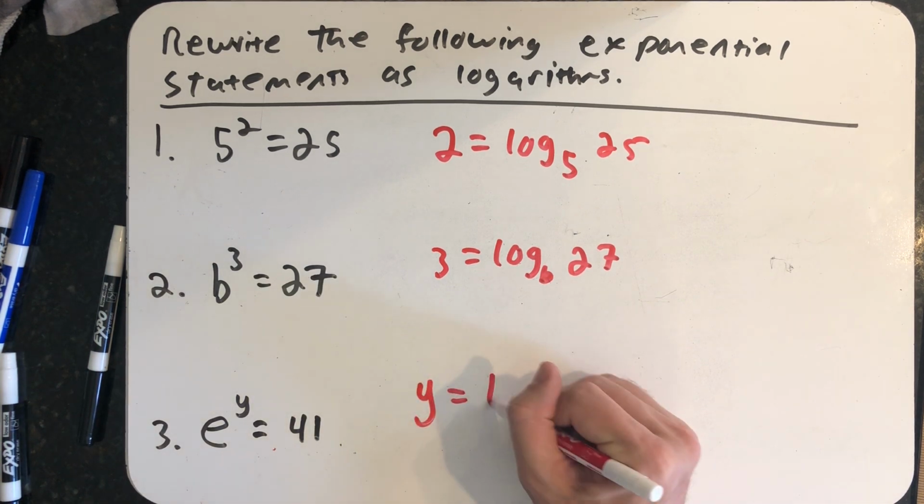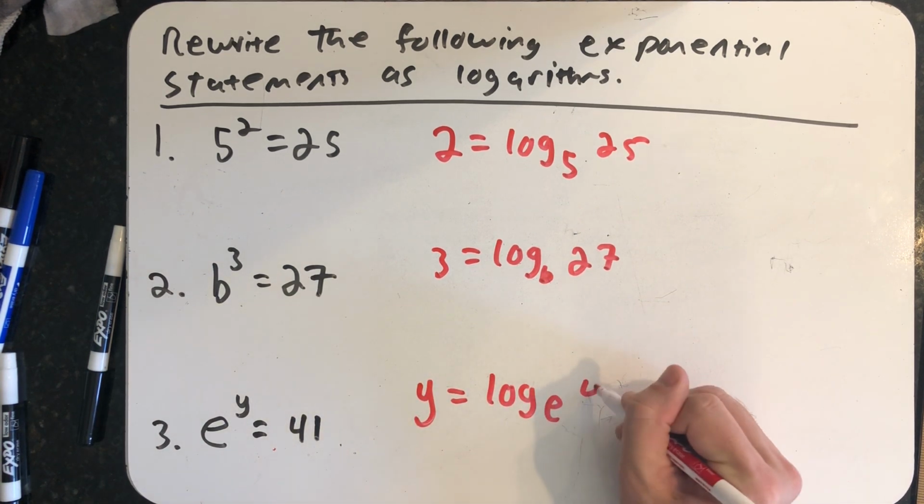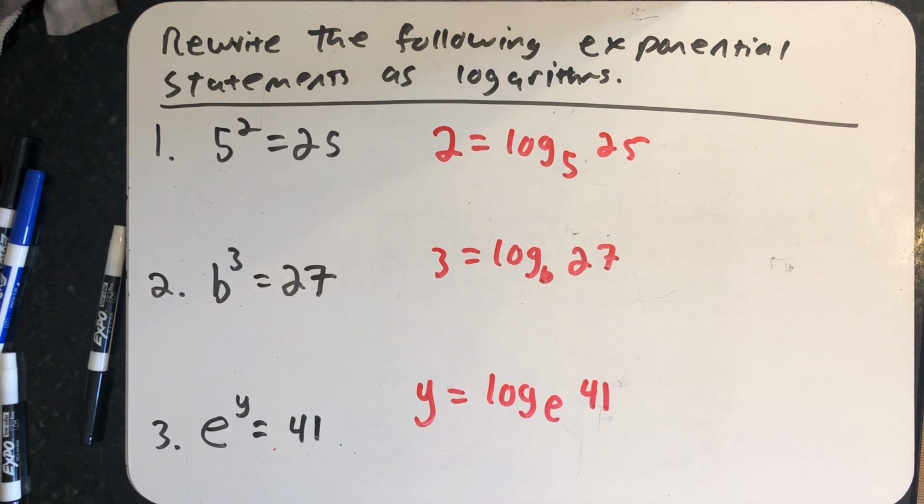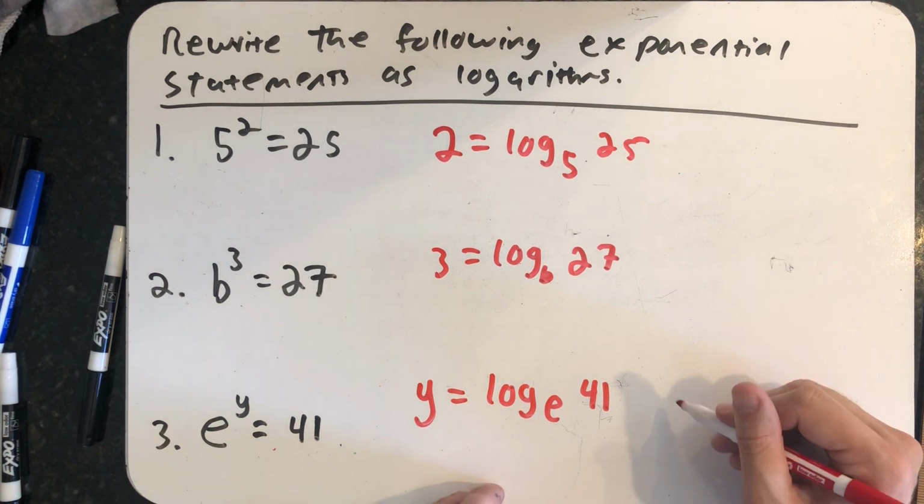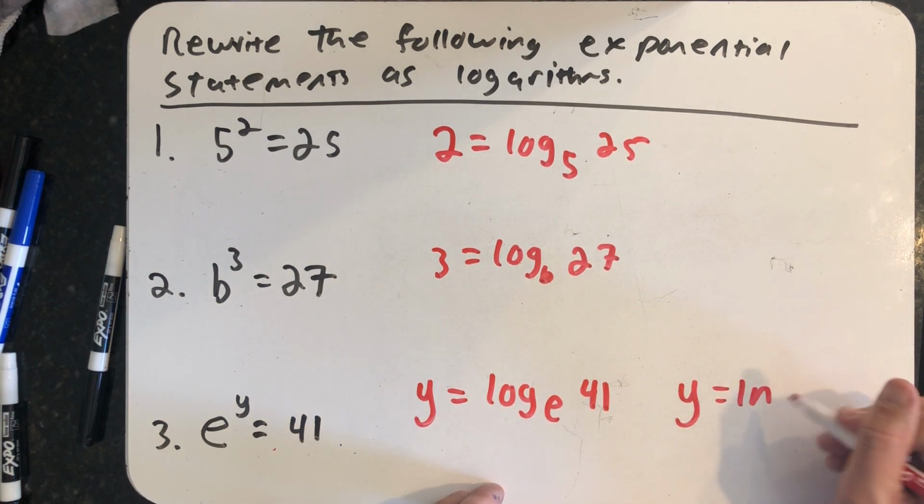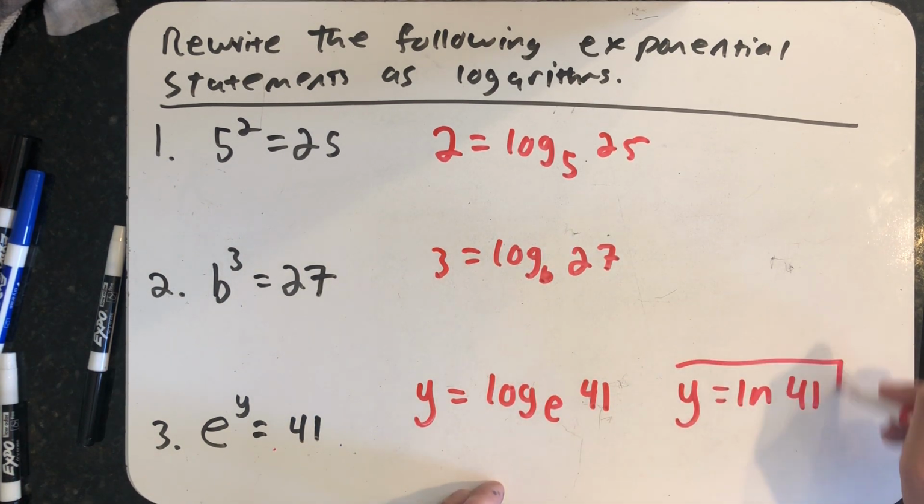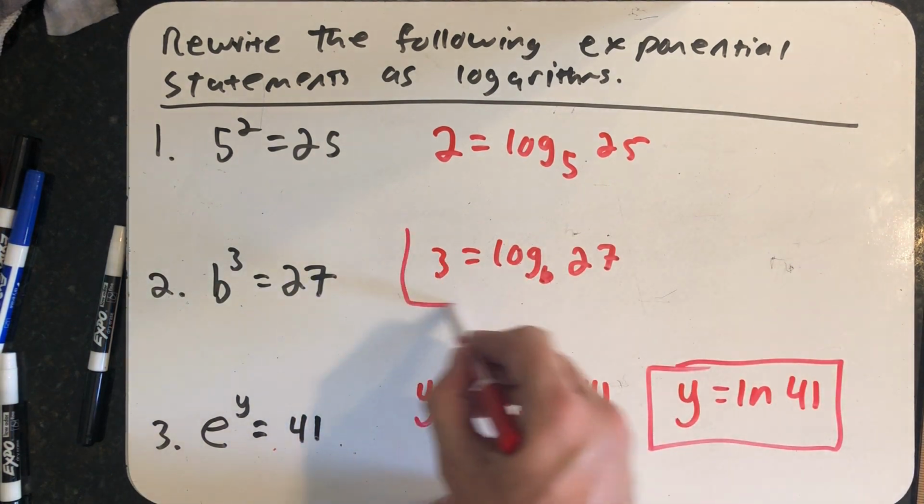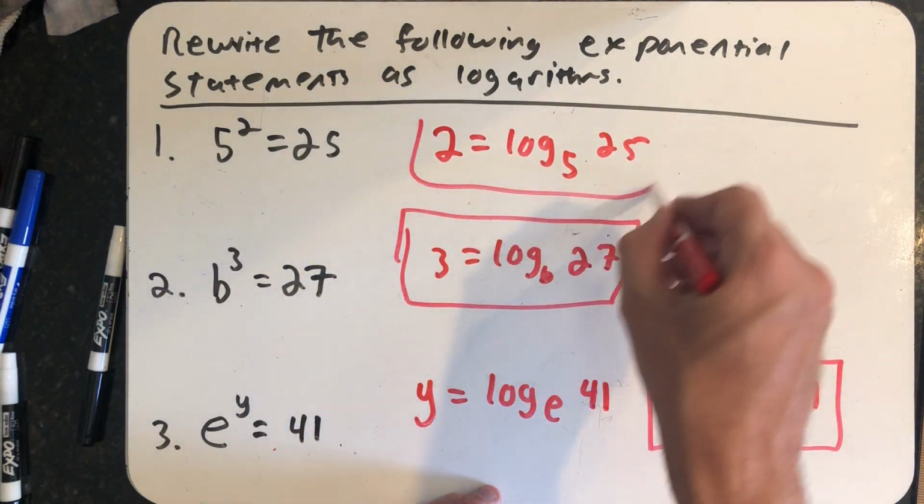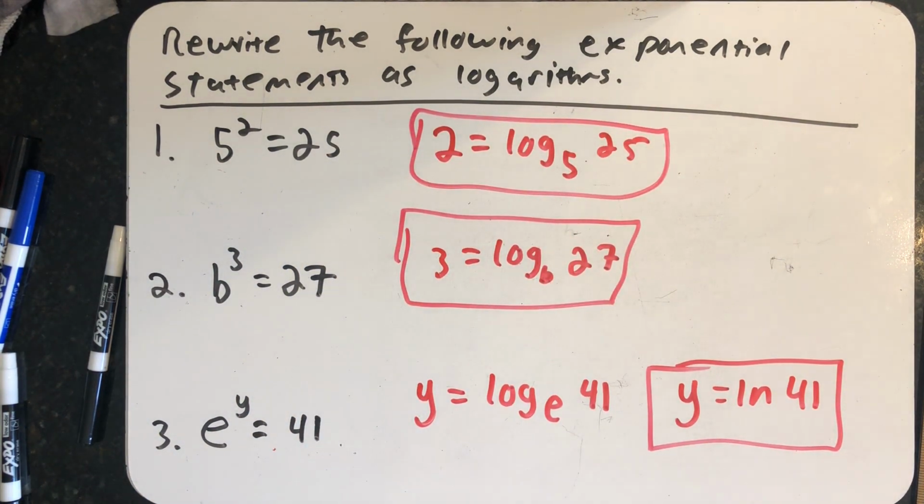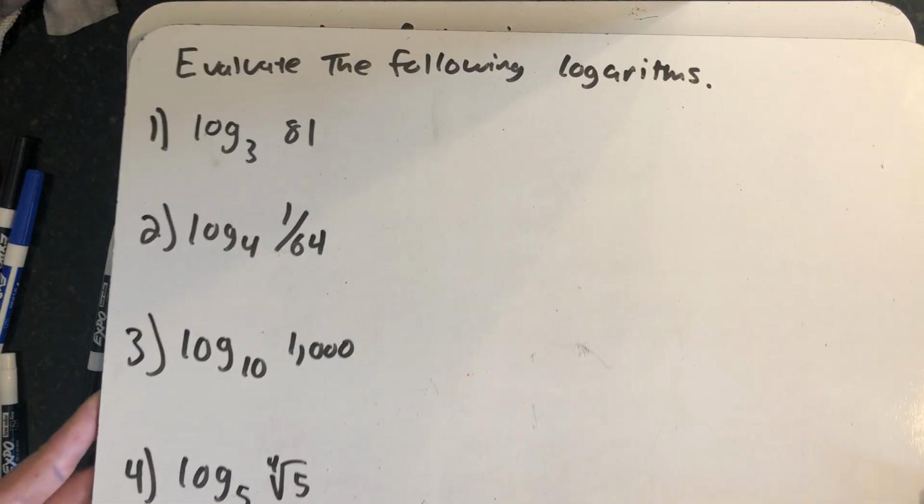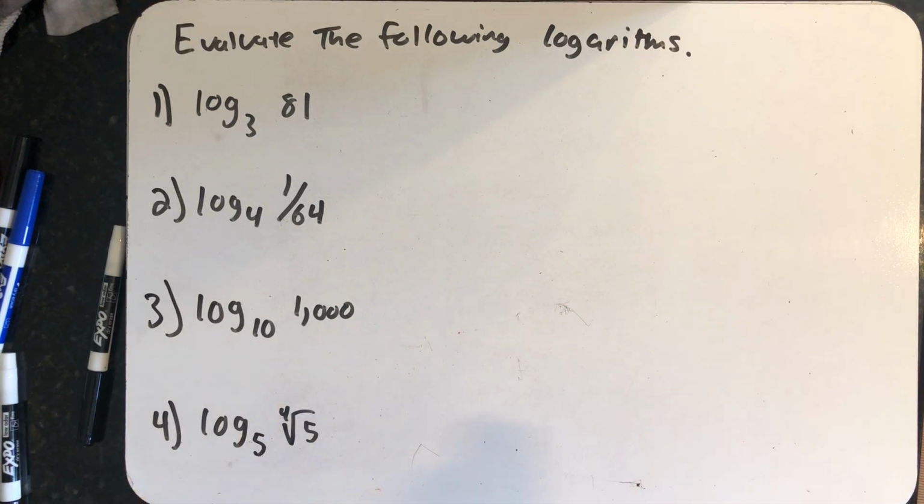One more here. y is equal to the log base e of 41. And I hope you've watched the videos that came along in my math lab, and we know that a log base e is also called the natural logarithm, and that's the way we really want to write that one down. y is equal to the natural log of 41. Finally, we have 4 logarithms to evaluate exactly. We're not going to use a calculator for these. We can evaluate these ones exactly.